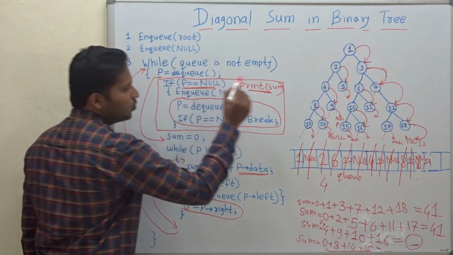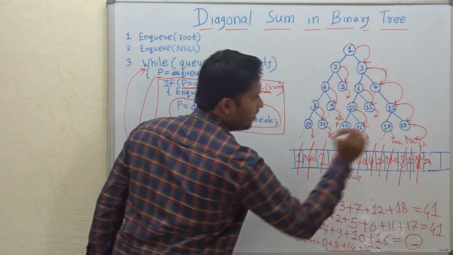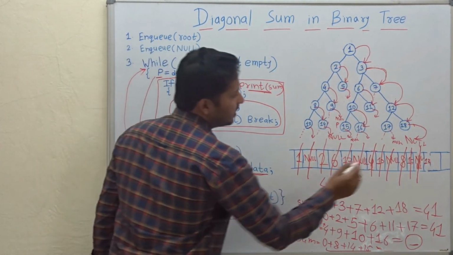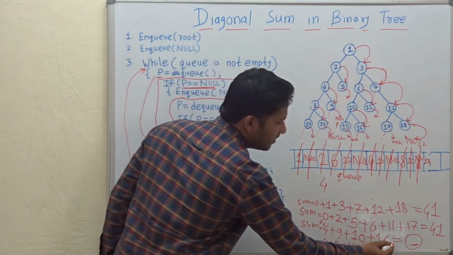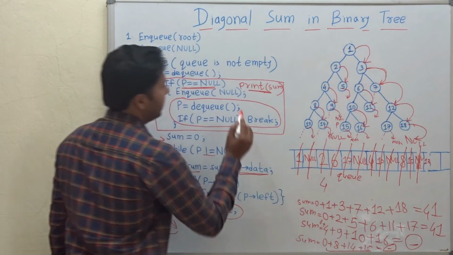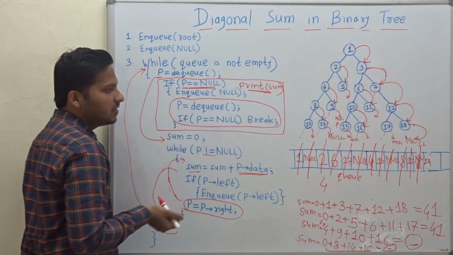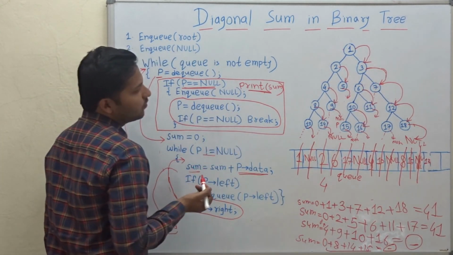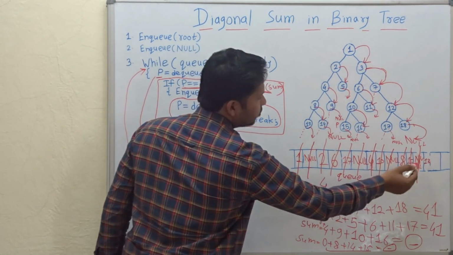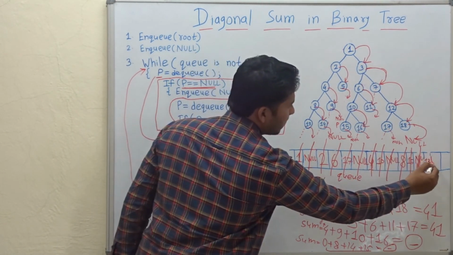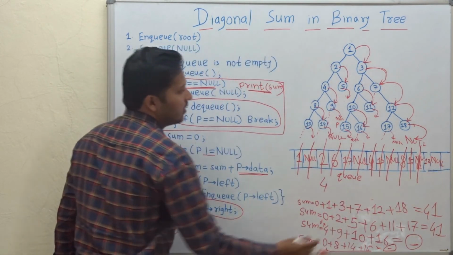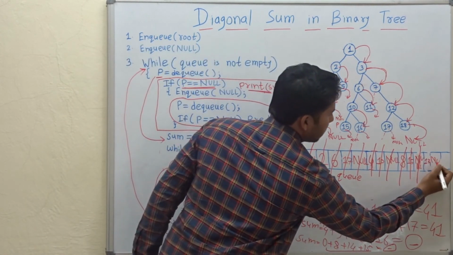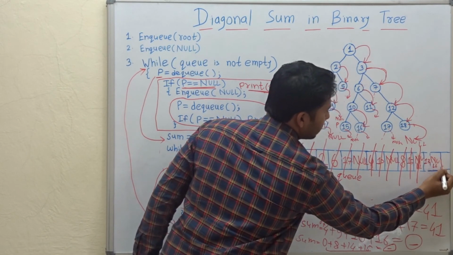So when we DQ again, we get null, and when we get null, we know that this diagonal is over, and we print the sum here. And when we print the sum, as we have got null as DQ'd element, we have to NQ another null here. So I have NQ'd another null. I will write it clearly. I have NQ'd another null here.